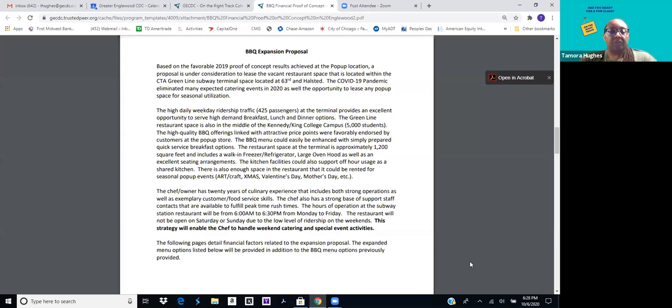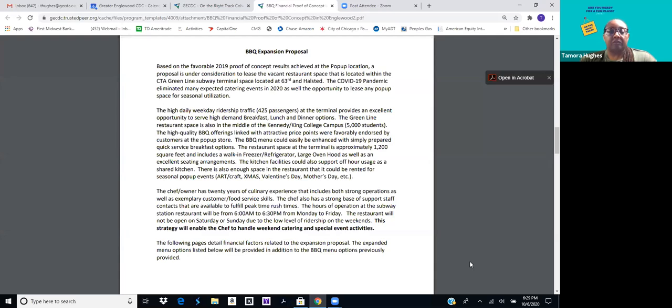Also, this is a pretty good size space. It's 1,200 square feet. So there's plenty of space because you can't have a lot of people sitting there anyway in these times. But even so, there's a lot of open space in the space that's there, and you could use that for seasonal pop-up events. So that's another potential revenue.